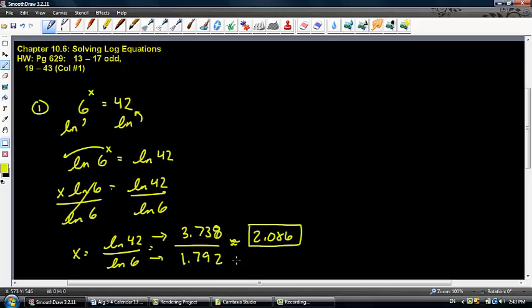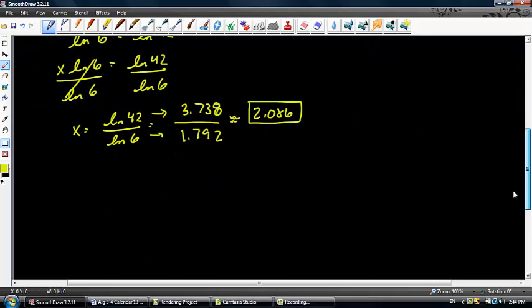All right, so there is going to be a little bit of calculator work here. So let's check this and see if it works. That means if I raise 6 to the 2.086 power, I should end up with something that resembles 42. Let's find this out. 6 to the 2.086, I got an error in my calculator. What happened? Oops. I got 41.997. That's pretty darn close, so that means 2.086 really was the correct answer.